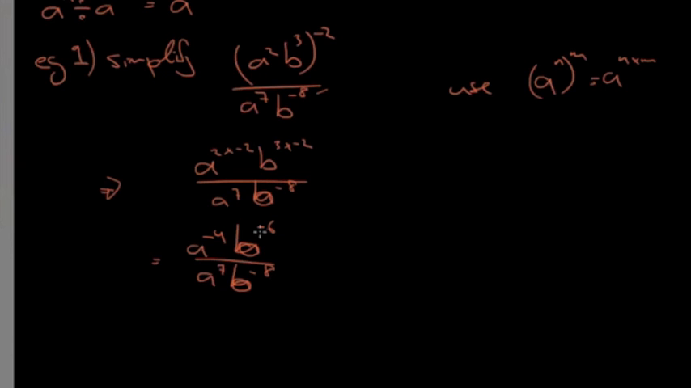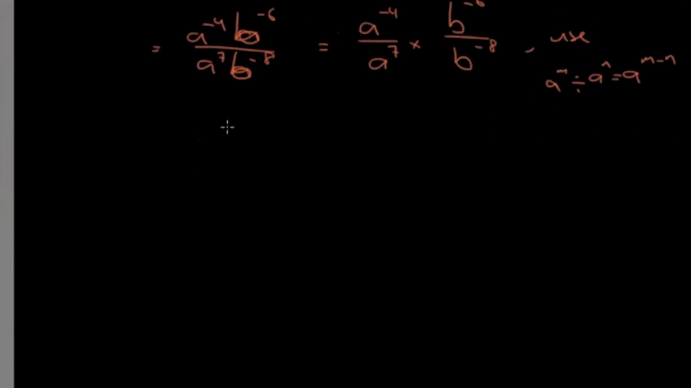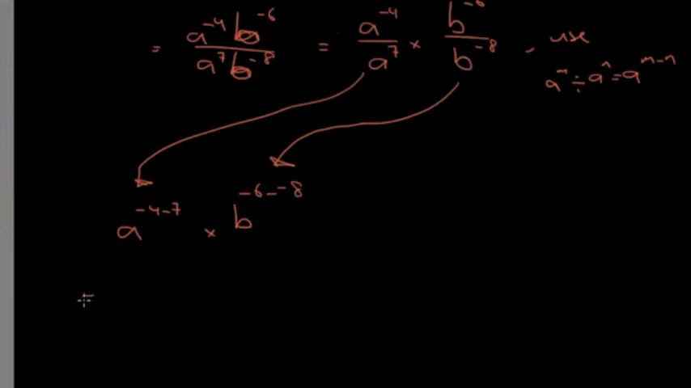Now, I keep on writing a, b. When we're looking at this, we can realize that this is exactly the same as a to the negative 4 over a to the 7. You don't have to write this out, but I'm just writing this out for clarification. Now we can use the law a to the m divided by a to the n equals a to the m minus n. And so this becomes a to the negative 4 minus 7 times b to the negative 6 minus negative 8, equals a to the negative 11 b to the negative 6 plus 8, equals a to the negative 11 b squared. And so that's our simplified version.